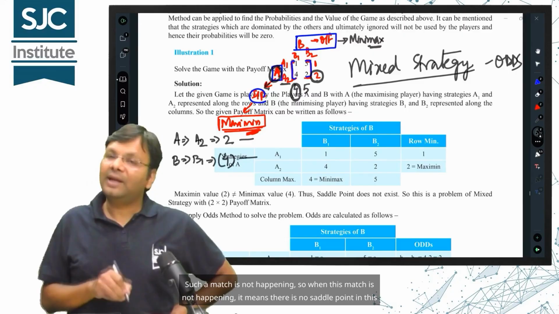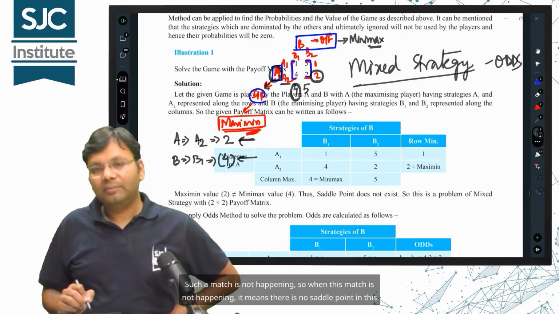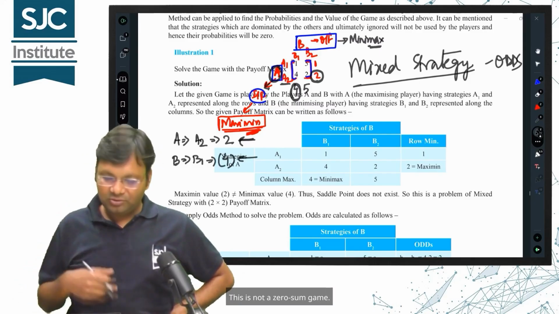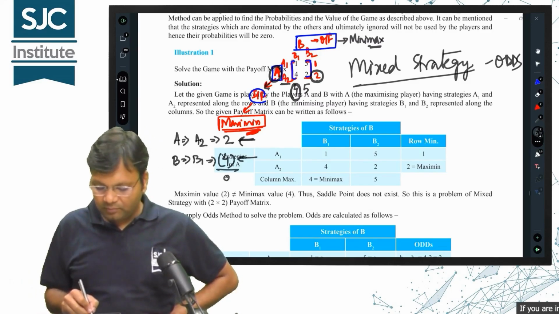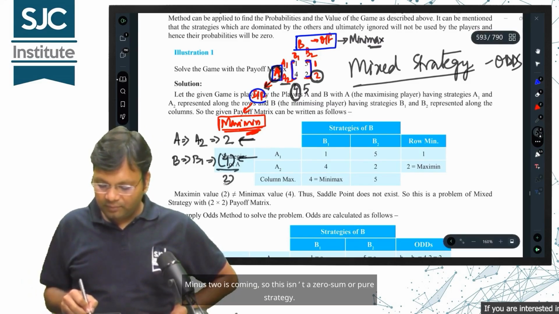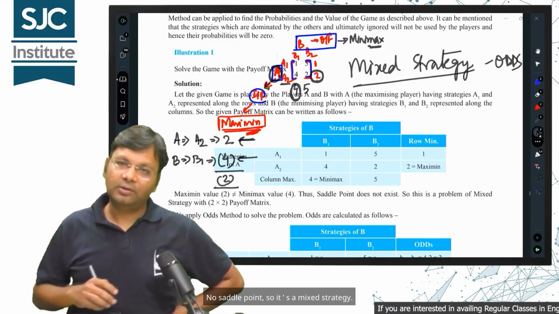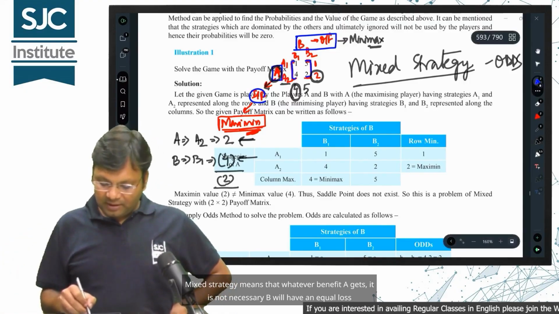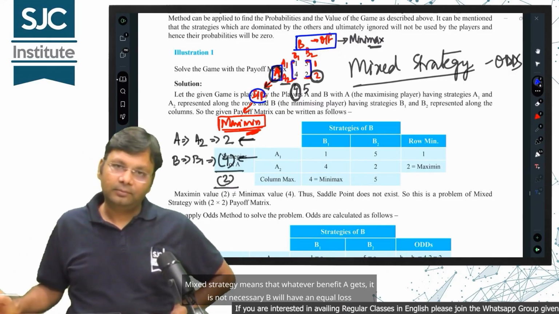Such a match is not happening, so when this match is not happening, it means there is no saddle point in this, there is no pure strategy. This is not a zero-sum game. The net is not coming out to be 0. So what is coming in the net? -2 is coming, so this isn't a zero-sum or pure strategy. No saddle point, so it's a mixed strategy. Mixed strategy means that whatever benefit A gets, it is not necessary B will have an equal loss.